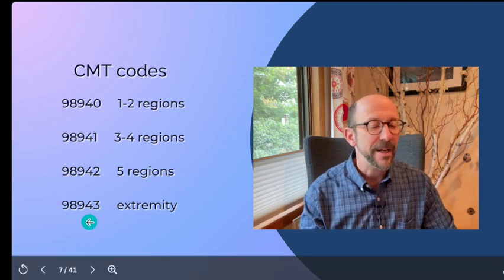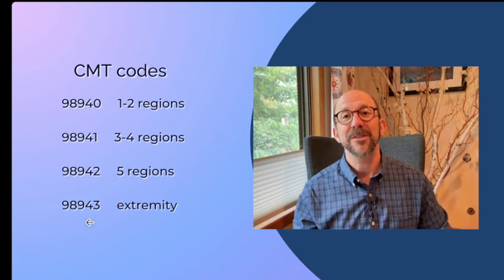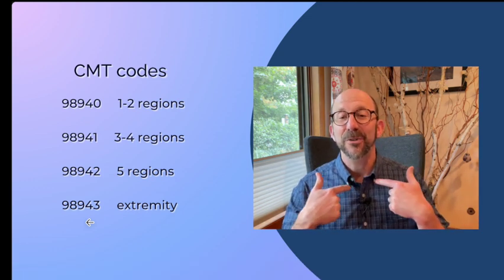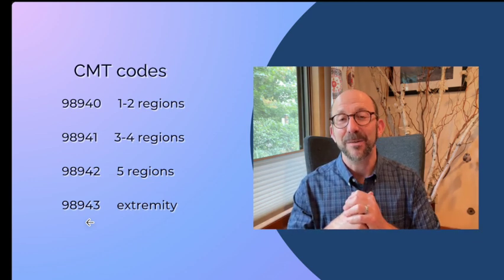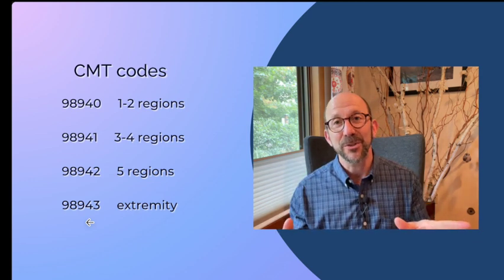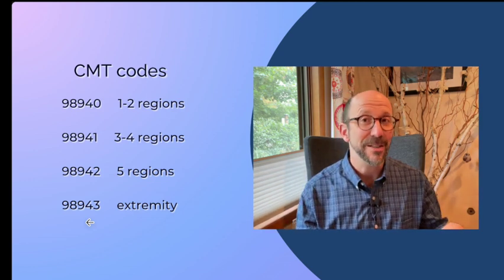And then down here, 98943 is for extremity. And so the extremities are everything from the sternoclavicular joint to the fingers, everything from the hip joint, femoral acetabular joint, to the toes, and also includes the anterior rib joints. Those are considered extremity joints for coding purposes.